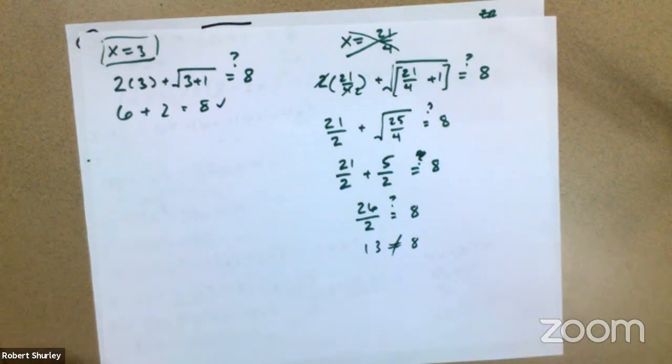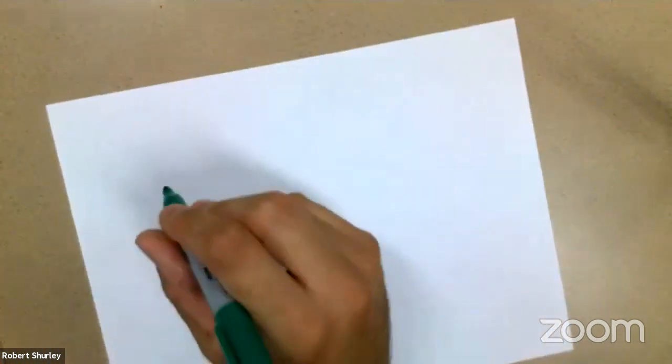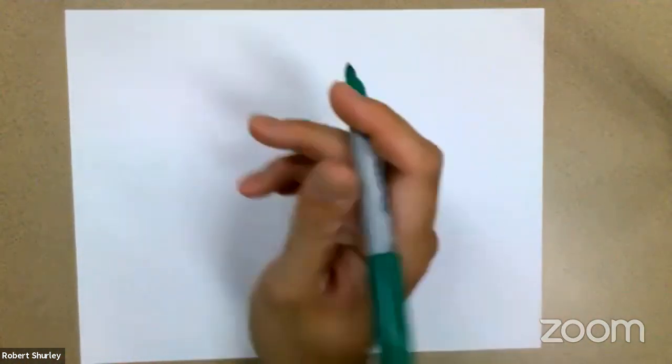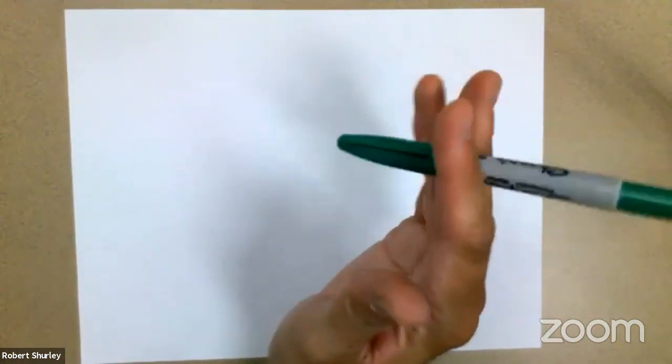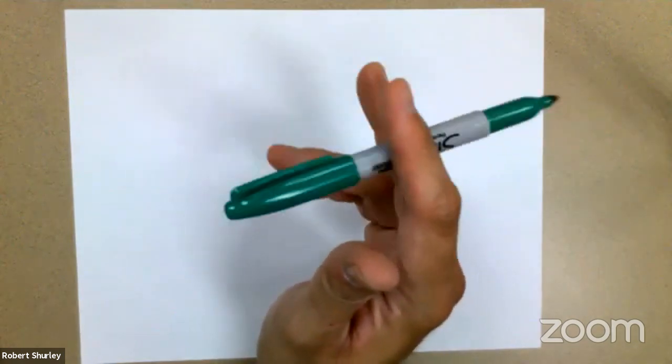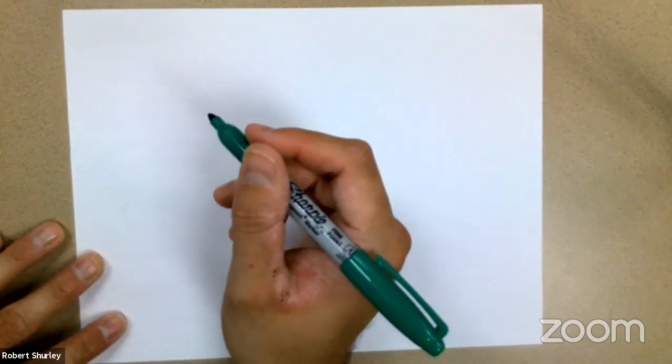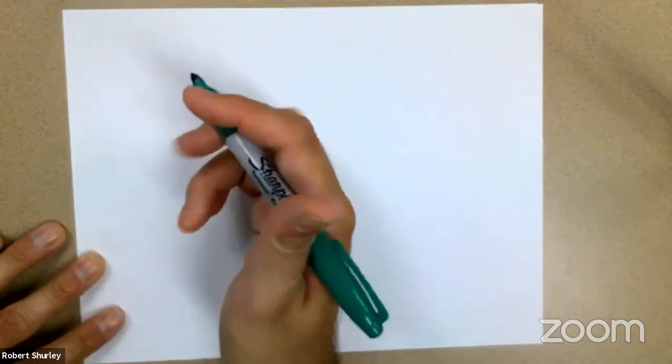Okay, let's do another type. What if we had two radicals? And this will happen every now and then when we're solving in this section anyway. But what if we have two radicals? So let's look at an example where we've got two radicals now. Let's do 22.